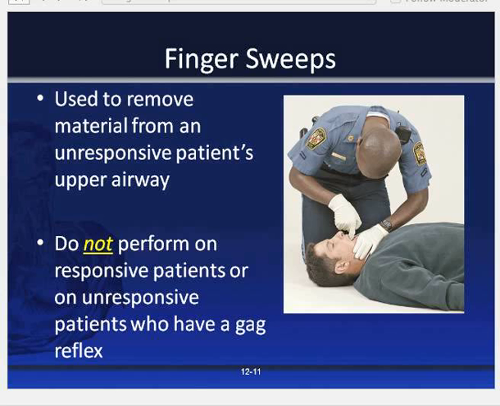Again, on the finger sweep idea, I personally do not like putting my fingers in patients' mouths.